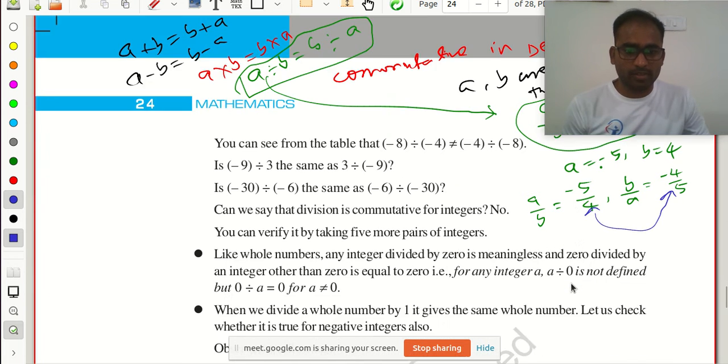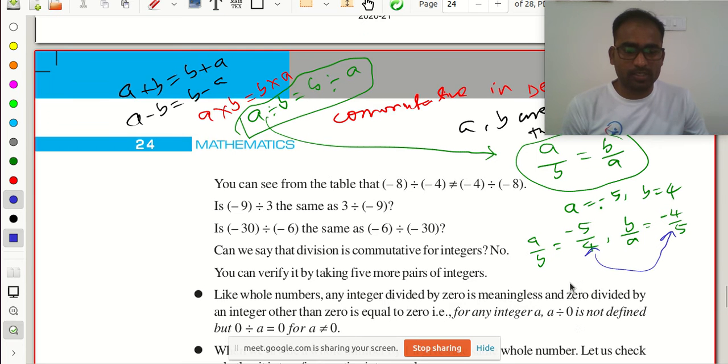Are these two integers equal? No, sir. Not equal. So we can say division is not commutative. The commutative property does not hold for division in integers.